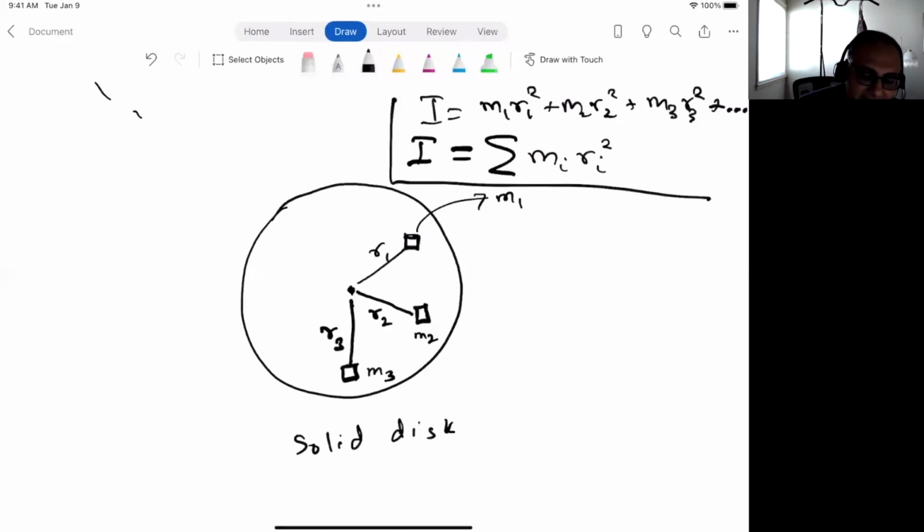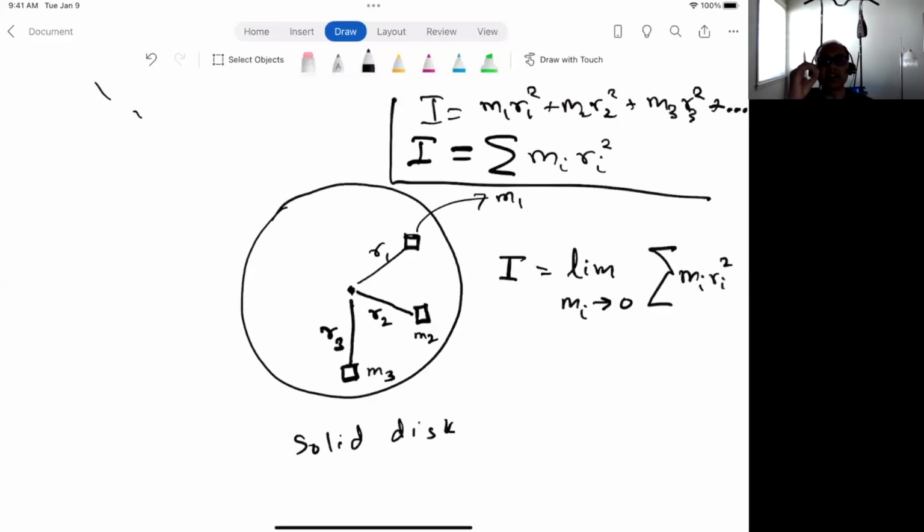So to get the most accurate answer, what I need to do is I is equal to the limit of each of these m's tending to 0, and then take the sum, mi ri squared. If I take this limit, that means I'm making each of these little segments that I broke the whole thing up into as tiny as I possibly can, right? I'm taking the limit that they are so small that they're practically 0. So limit mi tends to 0, summation mi ri squared. If I do this, then this limit actually becomes an integral, and I'm skipping over the mathematical details. They're not super important, but the integral will look like this: r squared dm.